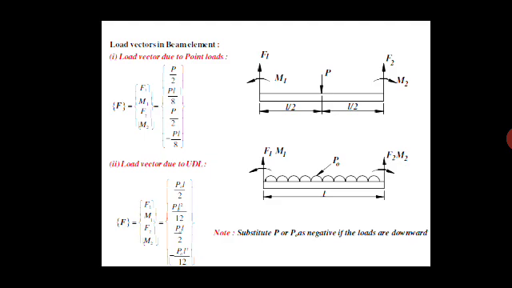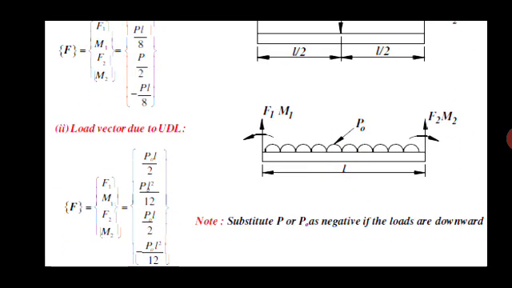And the second load vector condition, considering the UDL, uniformly distributed load, we can consider the forcing vector F equal to F1, M1, F2, M2, where the left node force can be considered as P0 L by 2, and because of the UDL the moment is P0 L square by 12 at node 1 or left node. Similarly, P0 L by 2 at node 2, that is the right side node. Along with that, the moment M2 can be taken as minus P0 L square by 12.